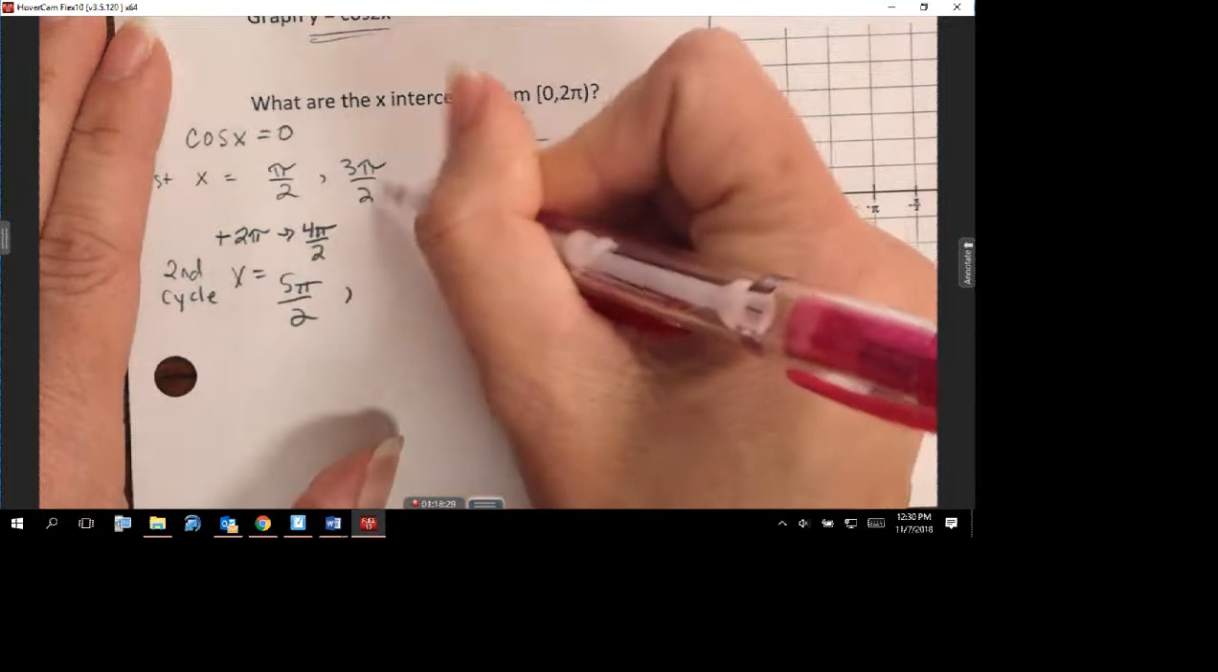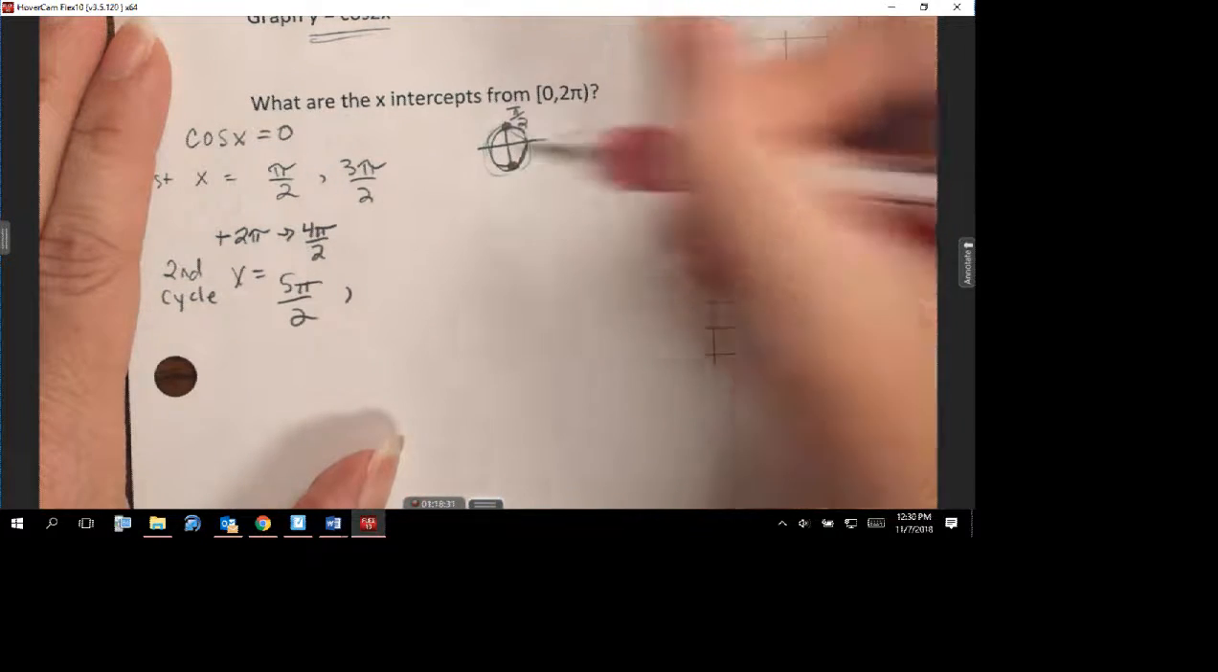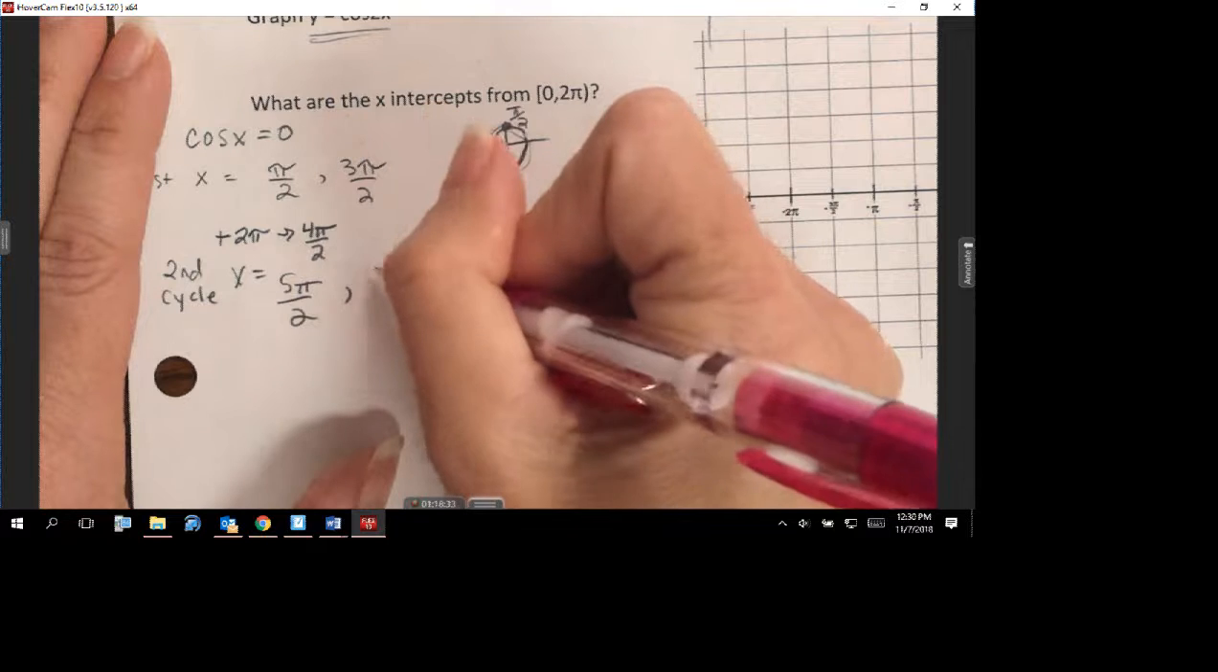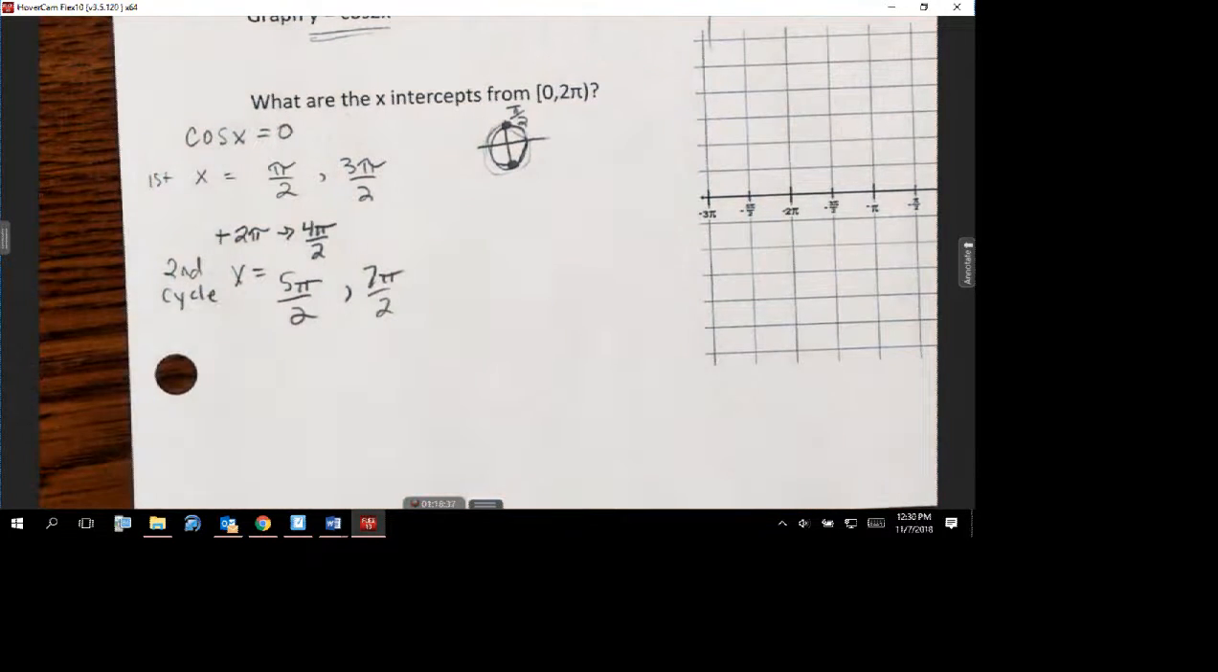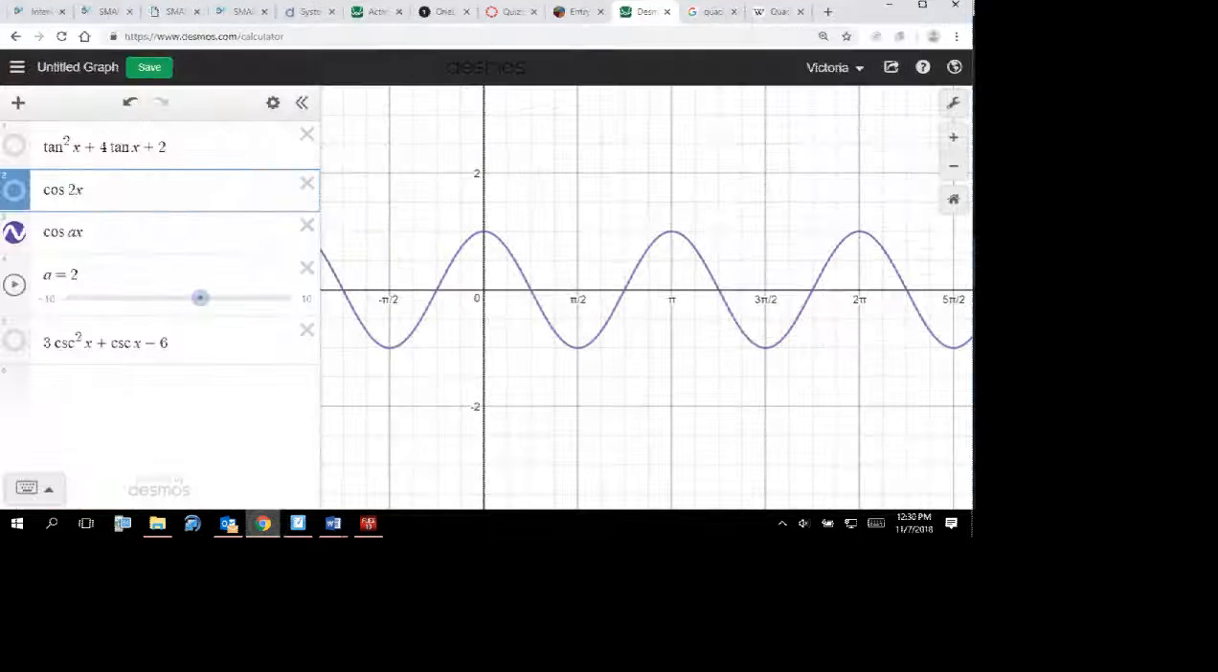And then I'm going to do the same thing with 3 pi over 2. We're going to add 2 pi, so it goes all the way around again. 7 pi over 2. But that is 2 full cycles. That's like if I just went from 0 to 4 pi. I still have to shrink it in.